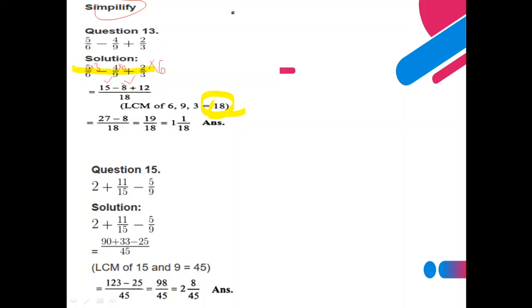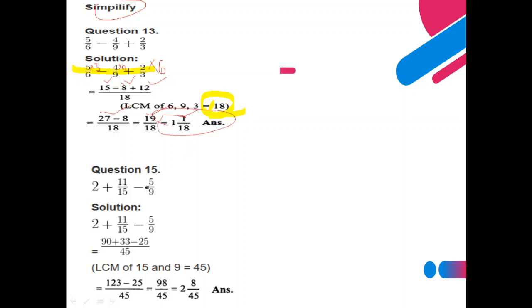So 12. And then after we will plus 15 and 12. We have to add firstly and then subtract 8. So 27 minus 8 upon 18. Now we are getting 19 upon 18, and then we change it into a mixed fraction, 1 and 1 upon 18.